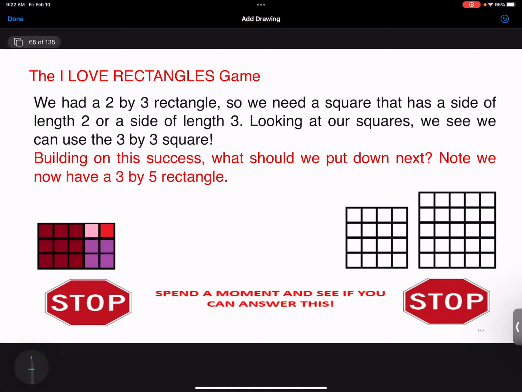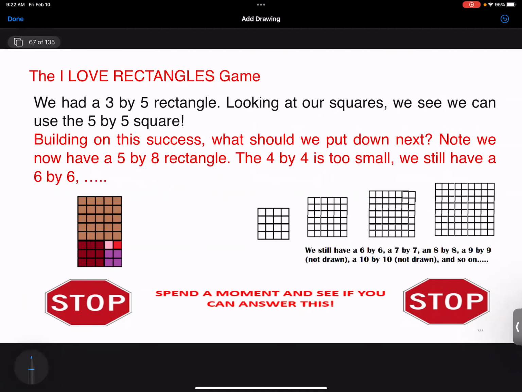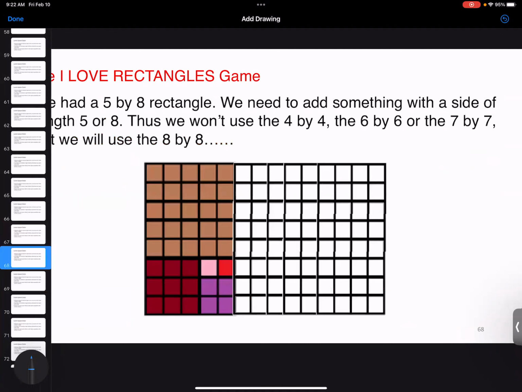I'm going to choose to put this to the left. For the next one, I'm going to choose to put it above. And so on and so on. So for the next one, I'll put it to the right. So there's a rhyme and reason to what I'm doing.